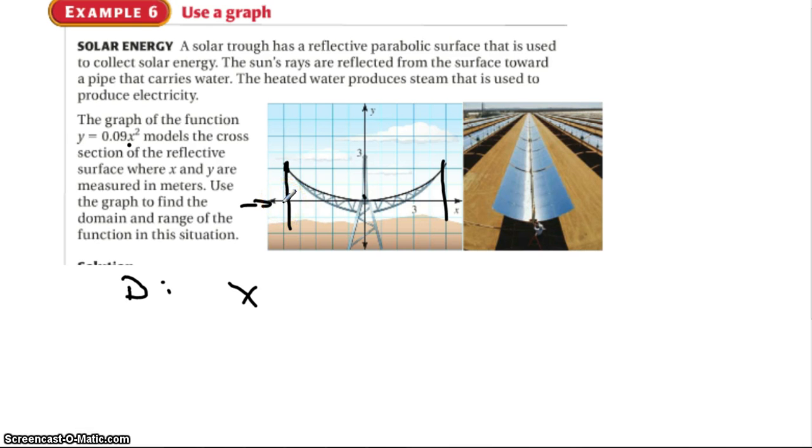Right there. So what's the greatest thing x can be? 5. And the least thing? I could say negative 5. So x could be greater than, could it be equal to? Yes. And it can be greater than or equal to. So those are the extreme x values for this trough.